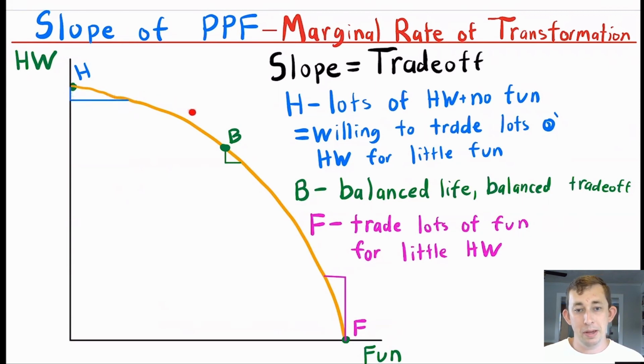You keep following this PPF down, you get to point B. This is what I call balanced life, balanced trade-off. You're pretty evenly split between having fun and doing homework, so the trade-off between homework and fun is pretty close to 1. Keep going down the PPF and you get to point F. Now at point F, you're having all fun and no homework, so you're willing to give up a little bit of fun to do a lot of homework.